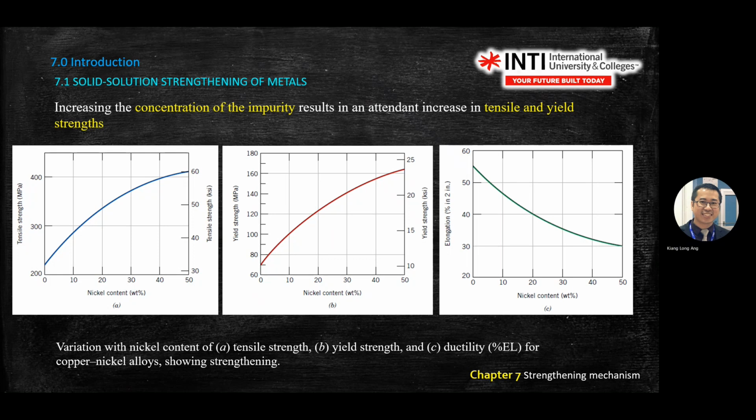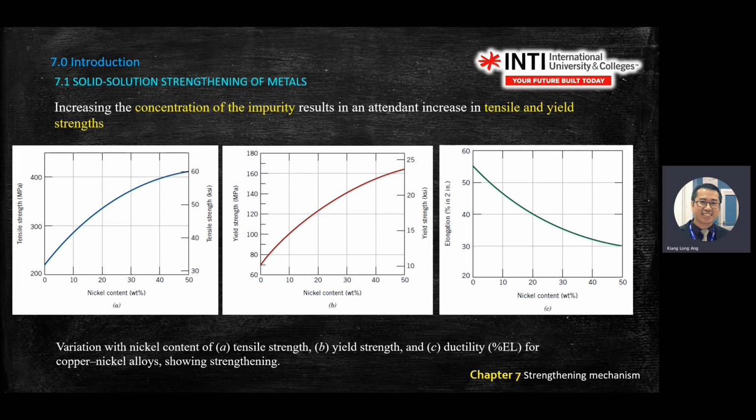And again, on the graph, you have two axes. On the left is megapascal, on the right is the imperial unit. In your assessment, especially your test, final exam, look carefully at the graph. The second graph in the middle, the tensile strength and yield strength, also increases. The third graph, elongation percentage, drops.